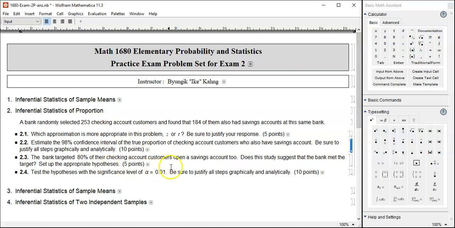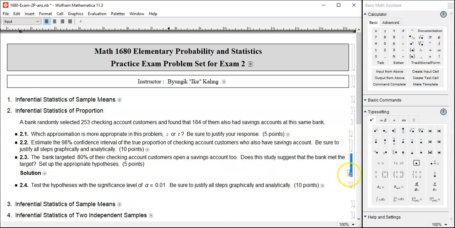The bank targeted 80% of their checking account customers to open savings accounts as well. Does this study suggest the bank met the target? Set up the hypothesis. The null hypothesis is mu is equal to something. In this case, instead of mu, I may have to use proportion pi. In any case, equal to some proportion. And 184 out of 253, that proportion came from the sample, so that's not it. What's the other proportion? Of course, it's 80%.